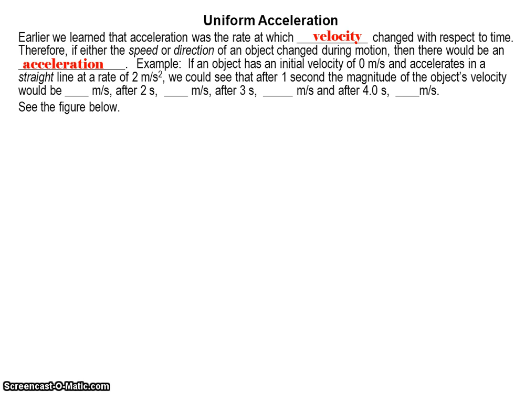We have an initial velocity of 0 meters per second, so it starts from rest, and it accelerates in a straight line at a rate of 2 meters per second squared. So that's the acceleration. We can see that after 1 second, the object's velocity would then be 2 meters per second. And we've talked about this already. So after 2 seconds, how fast is it moving? Well, if it's accelerating at 2 meters per second squared, that means its velocity is changing 2 meters per second every 1 second. So 1 second later, it's now going 2 meters per second faster, so it's going at 4. Another second later, it's going another 2 meters per second faster, so it's now at 6 meters per second. And another second later, we're now moving at 8 meters per second.